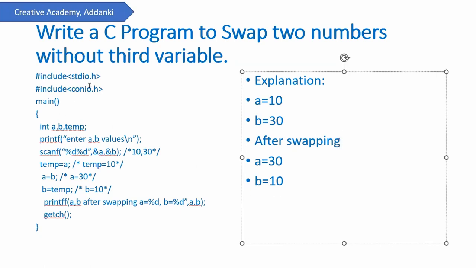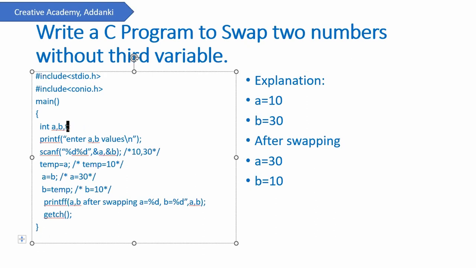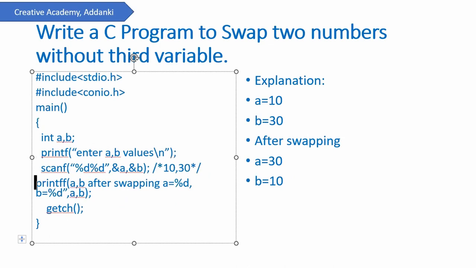The same process, like writing header files and taking two variables, is common. Okay, we have to take two variables as input. We took 10 and 30. Now there will be no temporary variable. From here, the steps will change. Okay, now see what will happen from here.